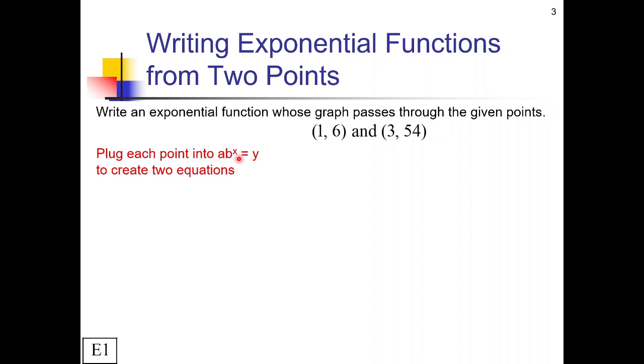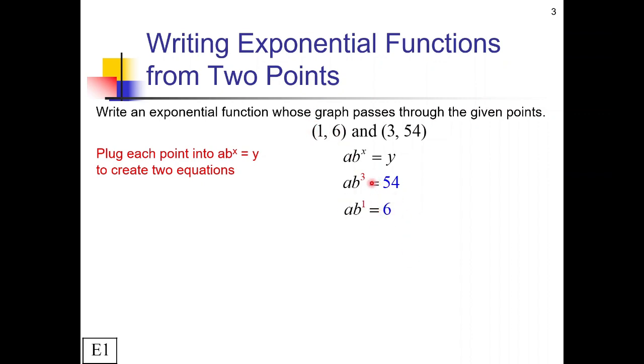So specifically, we're going to plug each of these points into this form, and that's going to give us two different equations. And I always start with the second equation here. So we're going to do ab to the third power equals 54. So again, we're using ab to the x equals y. And then for my first point, we're going to do ab to the first power equals 6.